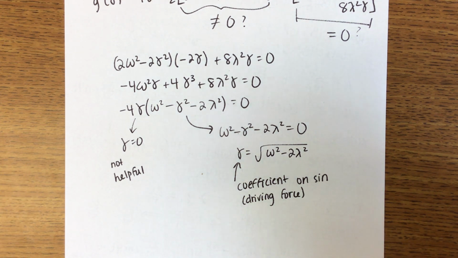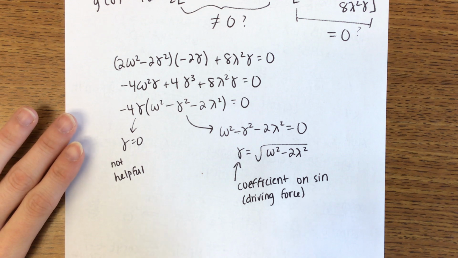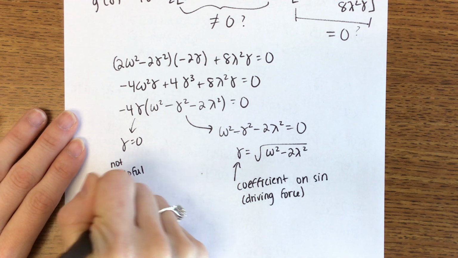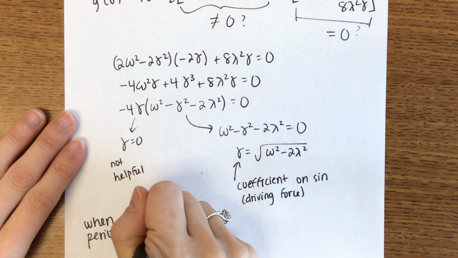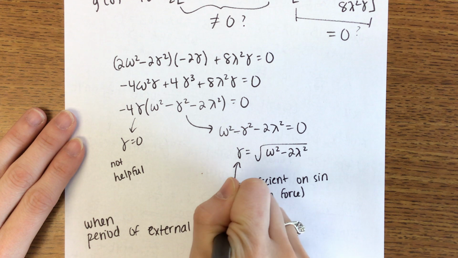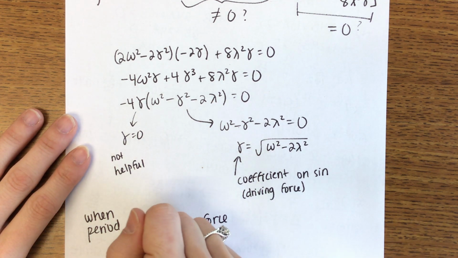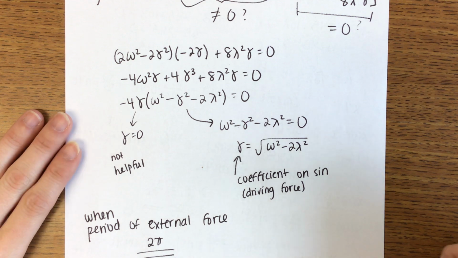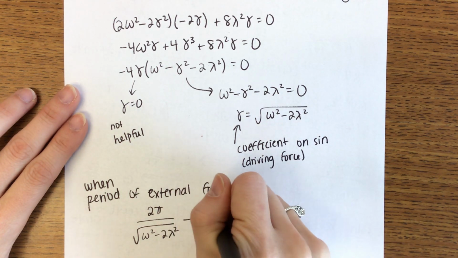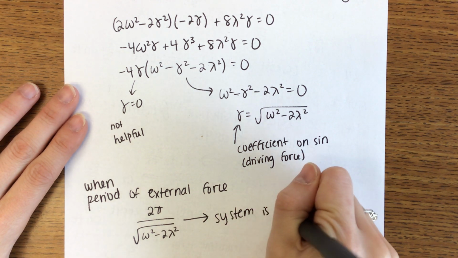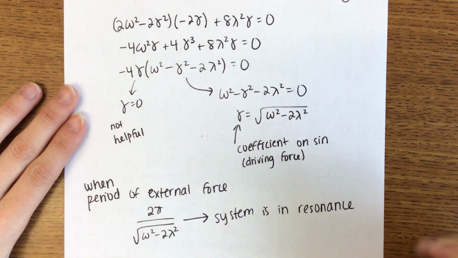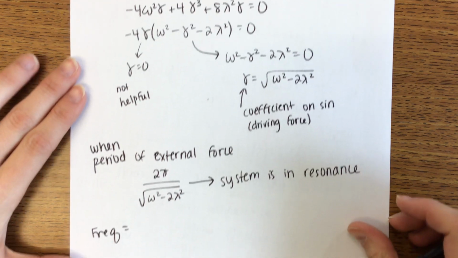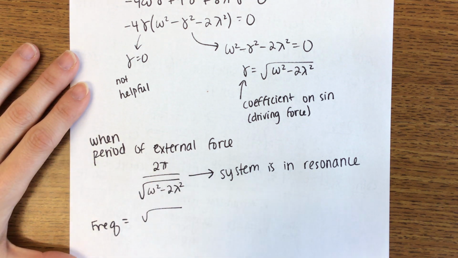Here are a few other things I need you to know. When the period of the external force is the following: 2 pi divided by the square root of omega squared minus 2 lambda squared, this is when the system is in resonance. And then remember to find the frequency, it's just the reciprocal.